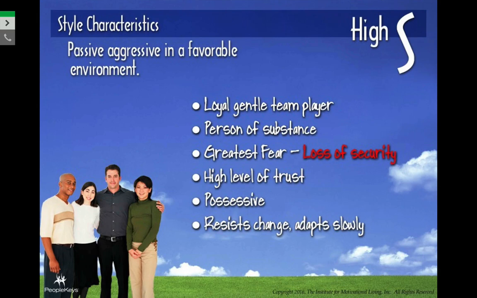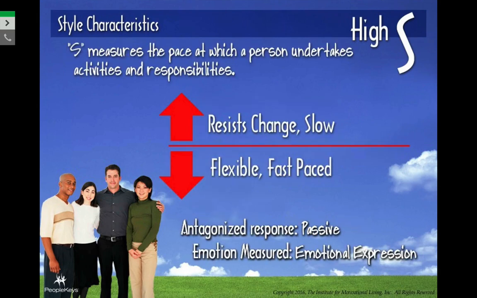and very much wants security. So when we folded and rolled in our brokerage that I had built into eXp, there was a lot of change, and it made her uncomfortable. And there was a lot of rejection from agents who were friends of ours, and it was hurtful. The high S resists that change, and it makes them very uncomfortable. So just know that's what it measures.